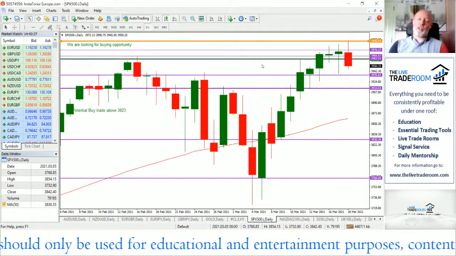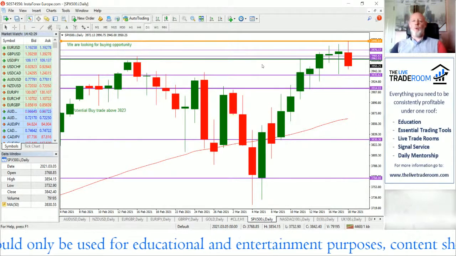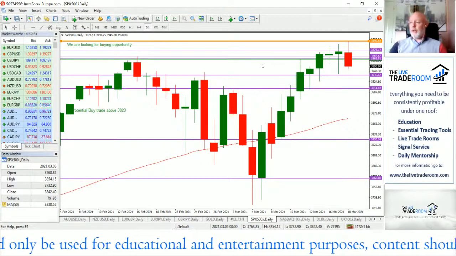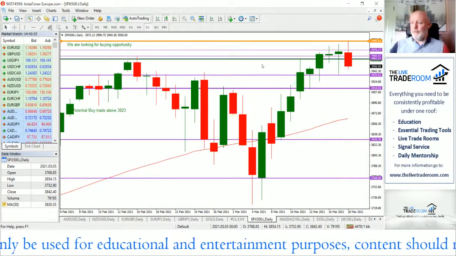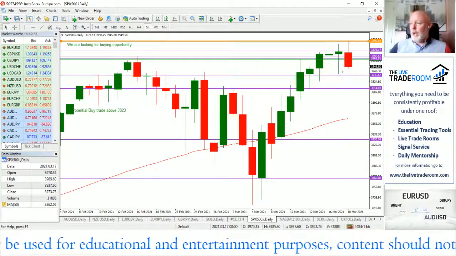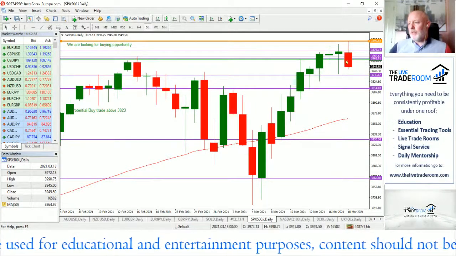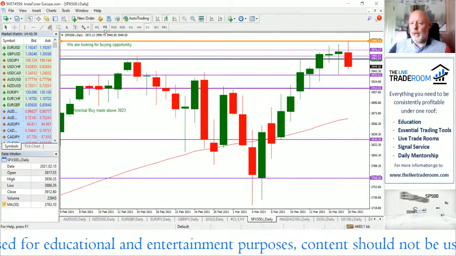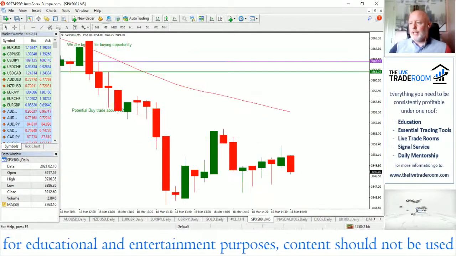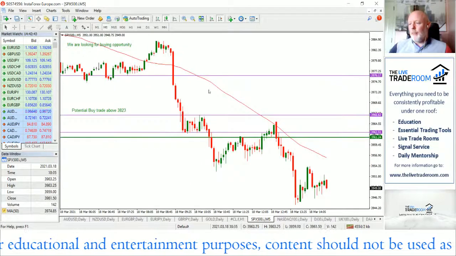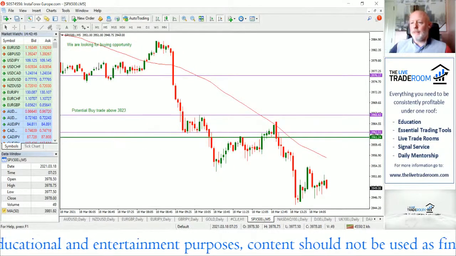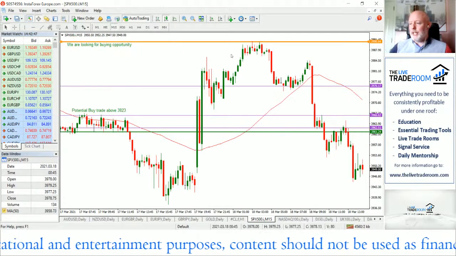So we want to position ourselves for those moves in the direction in which we think they are likely to move, which is to the upside. So this little bit of selling doesn't really bother us too much. We can look at the lower time frames and see at what point we are likely to be able to get into these trading opportunities.